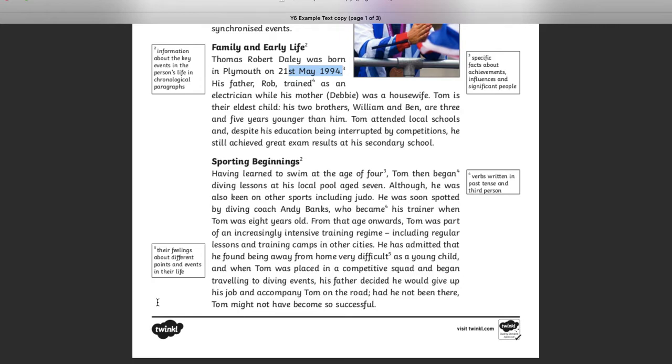Next one. Their feelings about different points and events in their life. So they're writing about how the person felt during those times. It's their feelings, not our feelings, not the feelings of the person writing. It's about Tom Daley's feelings, the person you're writing about.